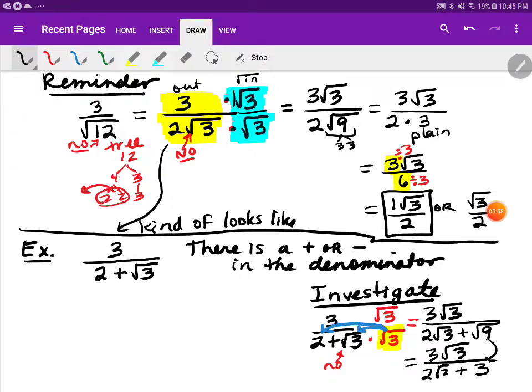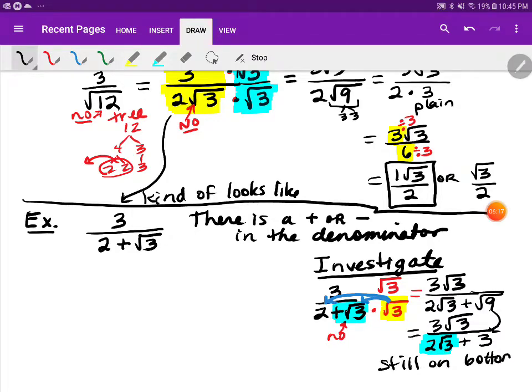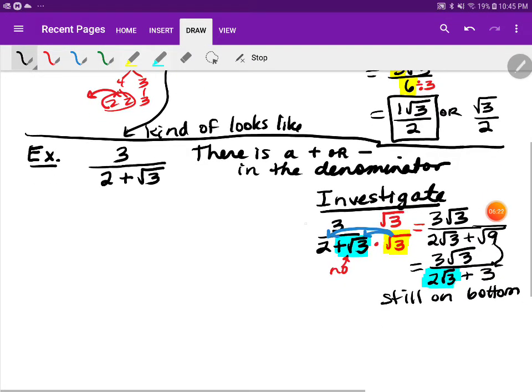But it's like I moved the radical. So at first, the radical was at the end, in blue here. Now, it's in the front. But it's still on the bottom. Still on the bottom. So that's not helpful. So this is trial number 1. That was a no. Trial number 2.